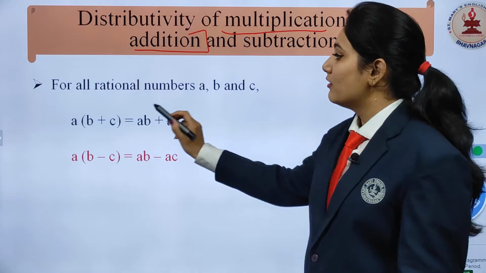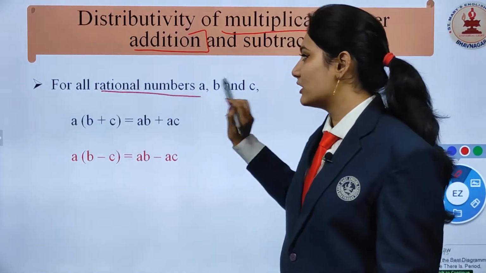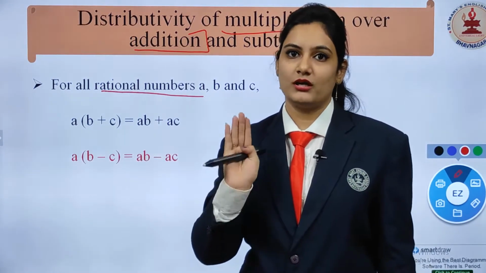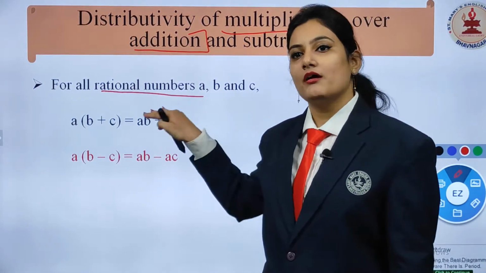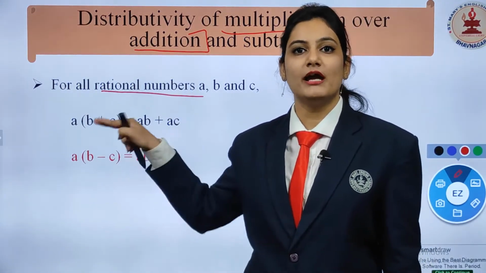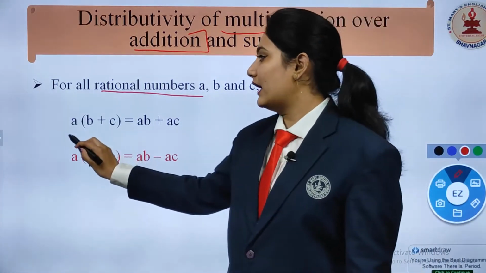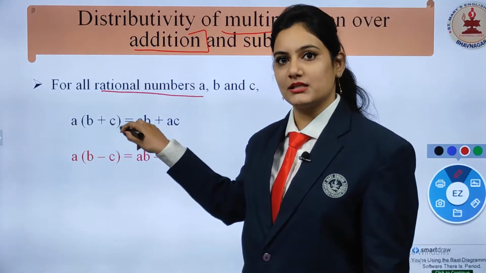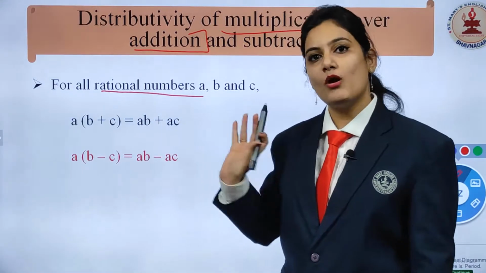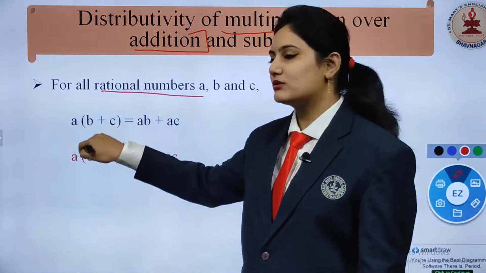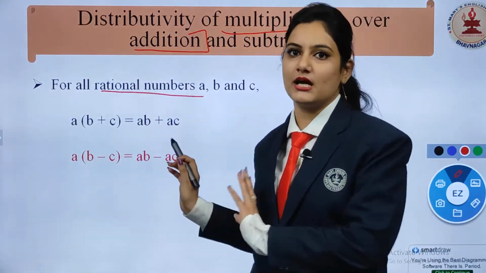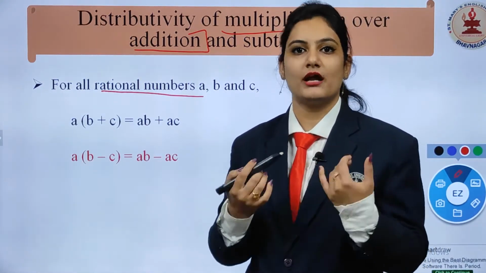Now see, for all rational numbers a, b and c, there are 3 numbers a, b, c. Any 3 numbers you can take, and we will get the generalized formula for distributivity of multiplication over addition: a into bracket b plus c, bracket closed, is equal to ab plus ac. See children, a is outside the bracket. Inside the bracket there are 2 numbers, b and c.